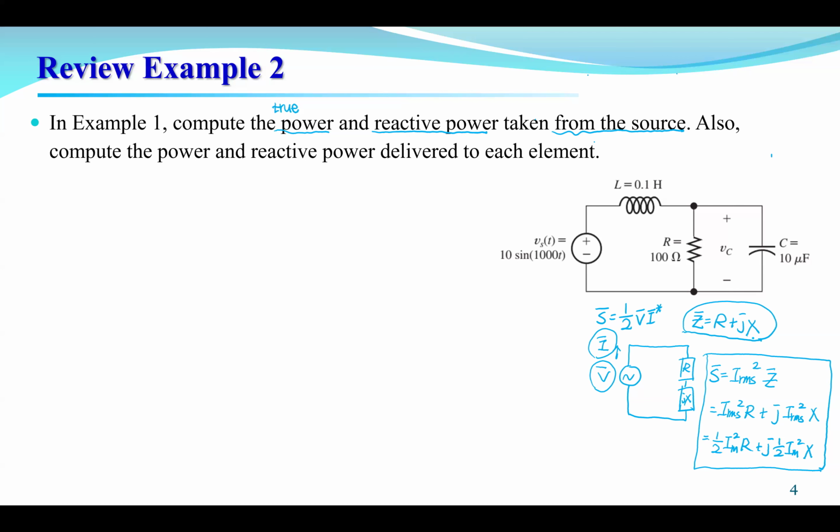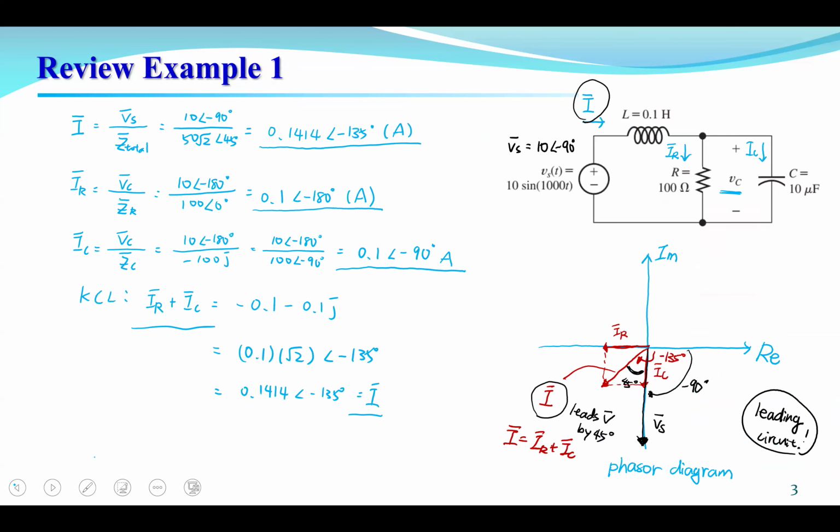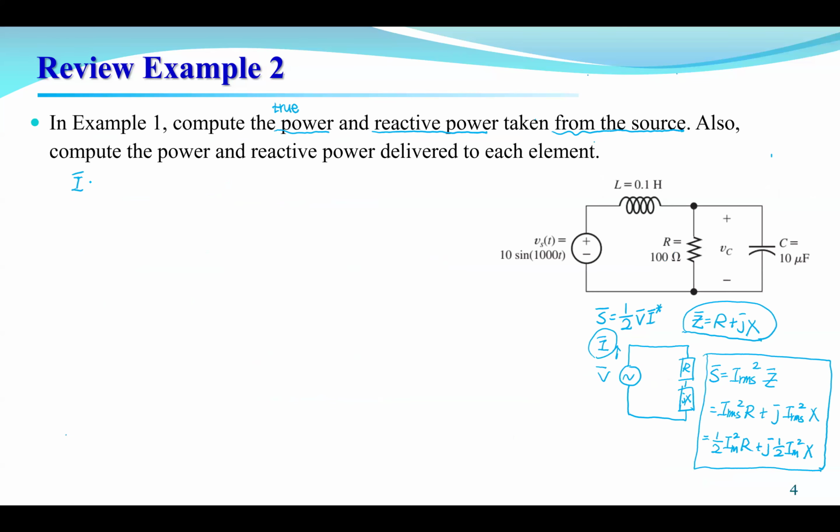Actually, I just need I and total impedance. So let's go back to example one to look at I. The amplitude of I is 0.1414 and the angle is minus 135 degrees. So I equals 0.1414 at an angle of minus 135 degrees.